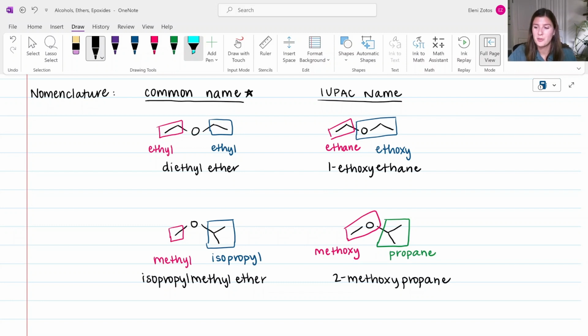We'll certainly do some more examples in class, but focus on the common name, identifying the 2 substituents on the oxygen and arranging them in alphabetical order. But it's also useful to know the IUPAC name. You already know these naming rules, so you would be able to name these molecules using IUPAC rules either way.